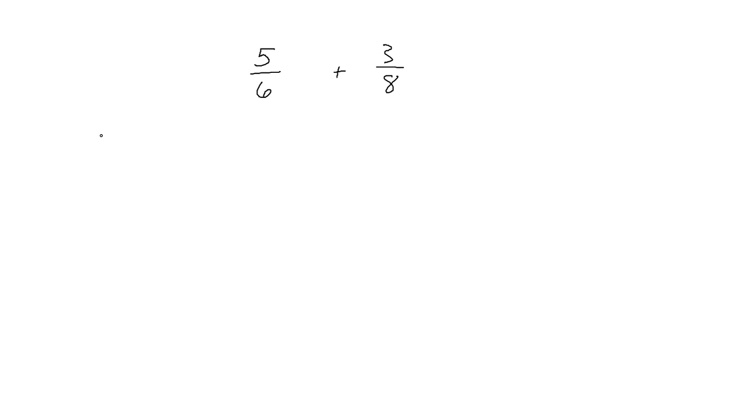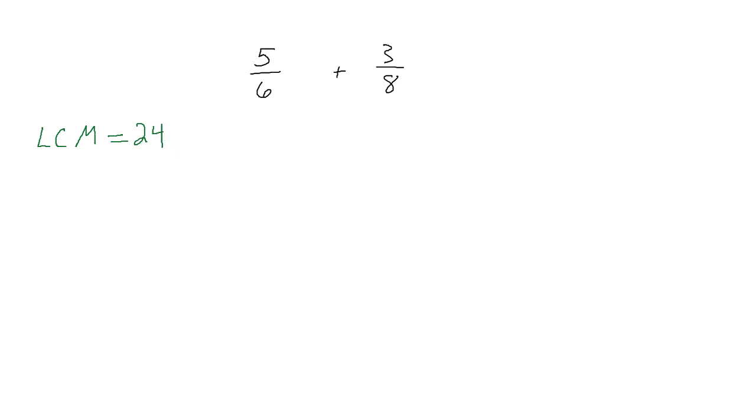Okay, these denominators are not the same, so we need to get a common denominator. Now we've spent some time already this year looking at how to find an LCM. The LCM stands for least common multiple. That's the same thing as LCD, least common denominator. So the smallest number that both 6 and 8 will go into is 24.